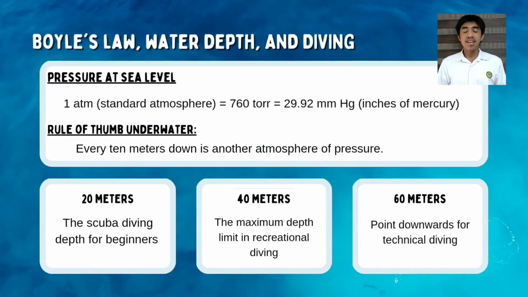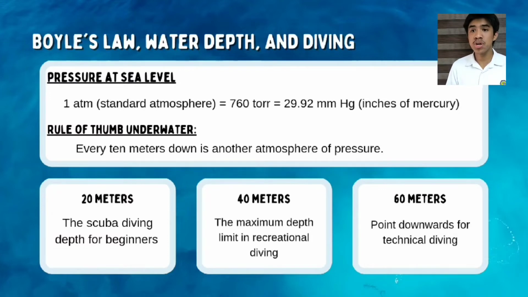At sea level, the standard constant value for atmospheric pressure is 1 atmosphere, which is equal to 760 torr or 29.92 inches of mercury. The rule of thumb underwater is that every 10 meters you go down adds another atmosphere of pressure. Simply, the deeper you go, the greater the pressure affecting you. This is because as the water above you gets much denser, a higher pressure affects your body.